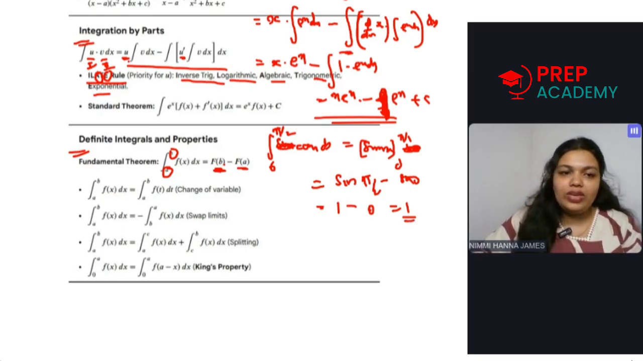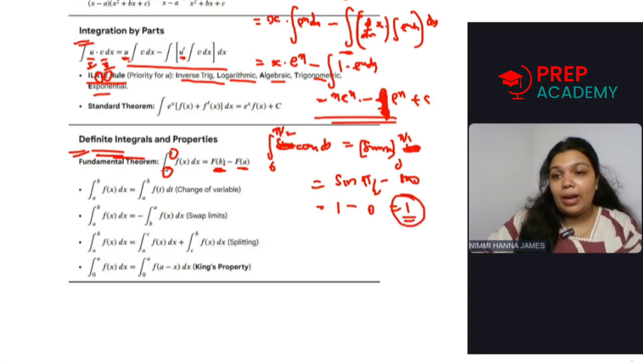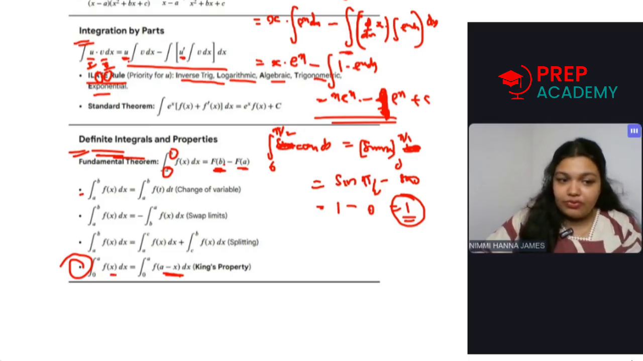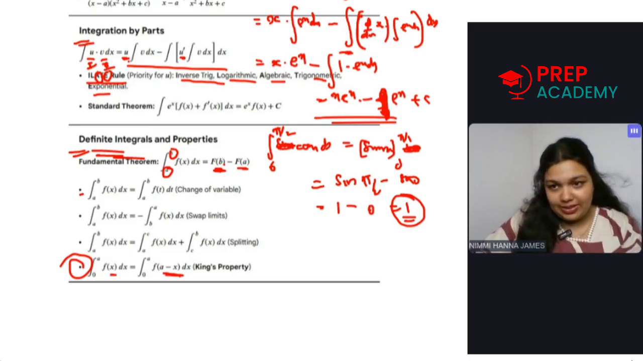So this is how we integrate. For a definite integral, the answer will be a number. All of these properties you have to know, of which the King's property is very important. The most commonly used is the King's property: integral from 0 to a of f of x dx is equal to integral from 0 to a of f of a minus x dx. There is no need to change the limit here, but we change the function from f of x to f of a minus x.